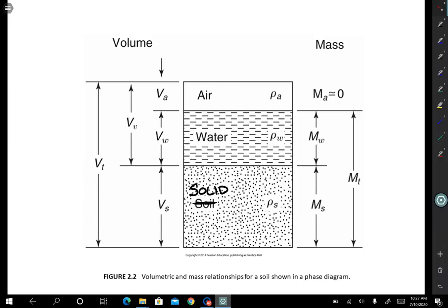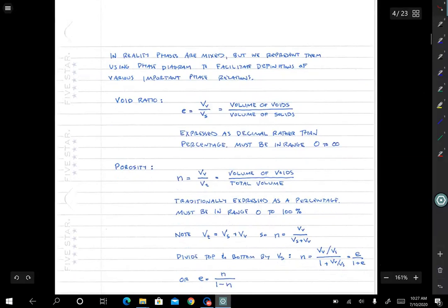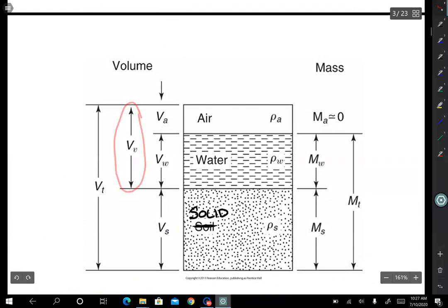All right, so what you'll want to do when you're starting out with phase diagrams is always make the sketch, then start putting in numbers for the things that you know and solve for the things that you don't know. But before we get to that stage, which will be the next lecture, I just want to talk about some of the quantities that we calculate that have physical meaning for us based on these masses and volumes of the individual components. So first is the void ratio, which we call e, lowercase e, and it's equal to the volume of voids divided by the volume of solids. So again, if we go back up here, it's the volume of voids, the volume of air plus water, divided by the volume of solids here, right?